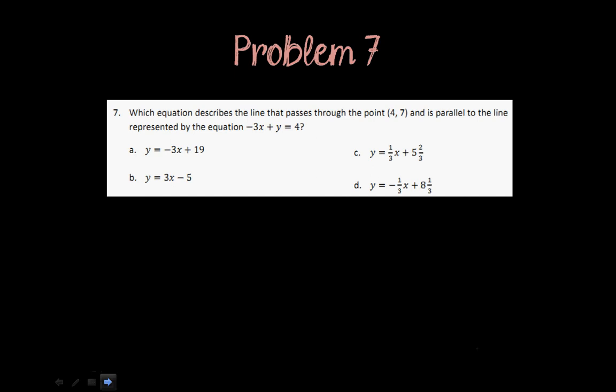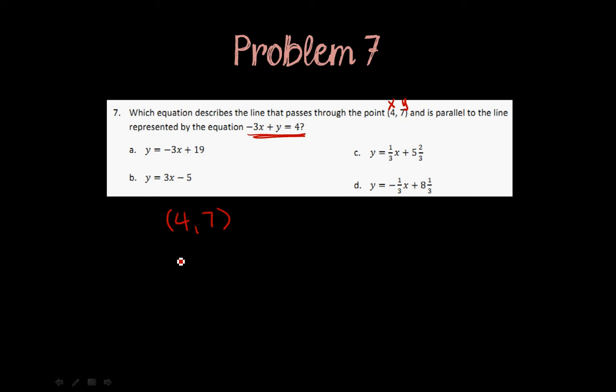Okay, so for number 7, which equation describes the line that passes through this point? Remember, this is your x and this is your y, and is parallel to this. Okay, so we're going to work with this x, y first. That's the easiest way because you don't have to solve any equations just yet. And we're going to just use substitution.